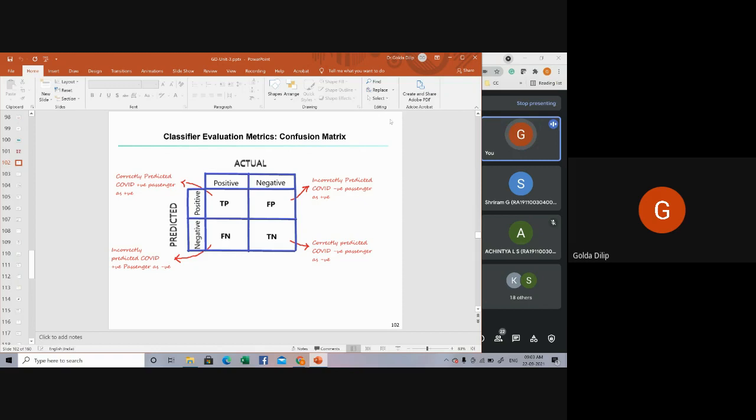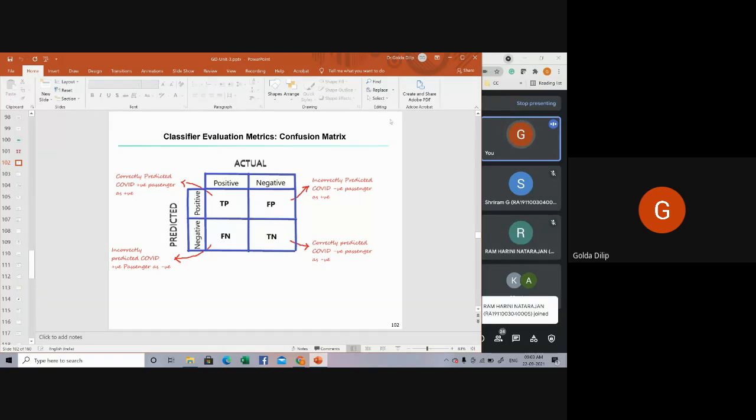So when you predict an observation that does not belong to a class and it actually does not belong to that class, it's a correct prediction. Both TP and TN are correct predictions. TP is for positive case and TN is for negative case. Then we have incorrect predictions. Incorrect predictions we have false positive and false negative.